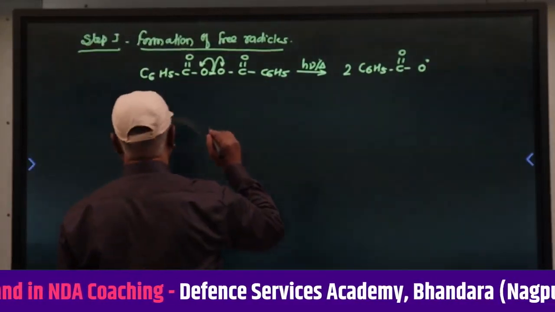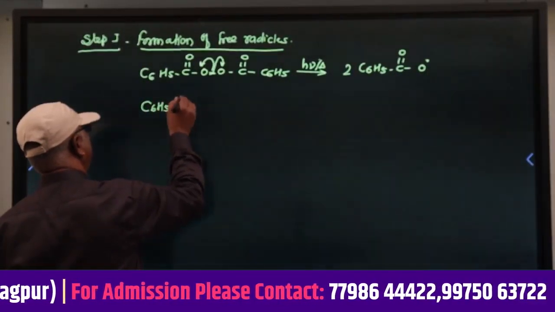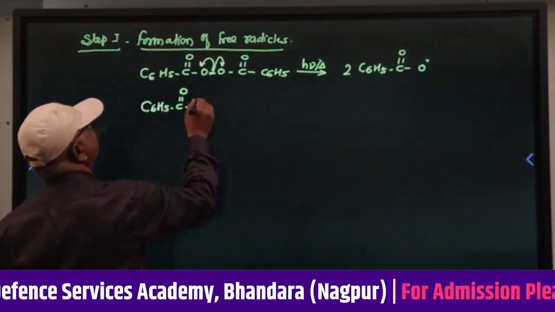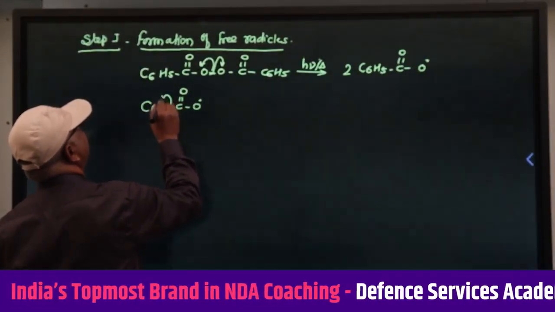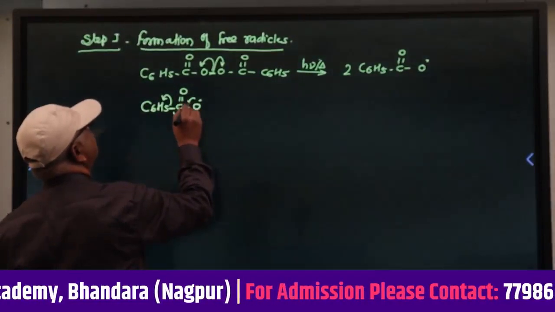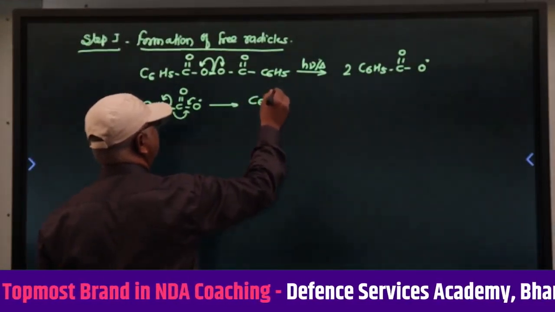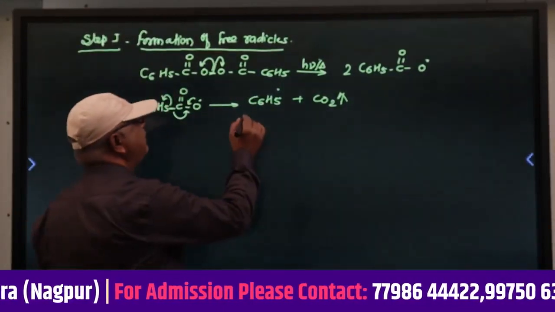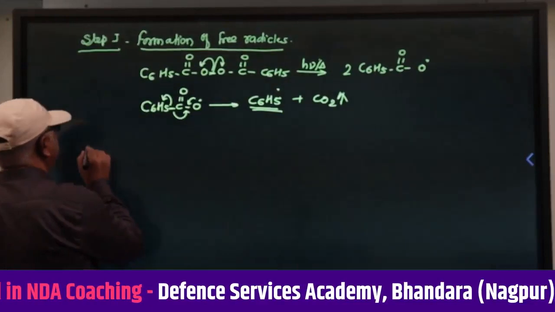Again this benzyl C6H5 C double bond O can break up, and here this bond now breaks up. 1 electron is picked up by this C6H5, 1 electron may be shared with this electron, and therefore it produces benzyl free radical C6H5 and CO2. So whatever the benzene free radical produced, it attacks on the initiator.